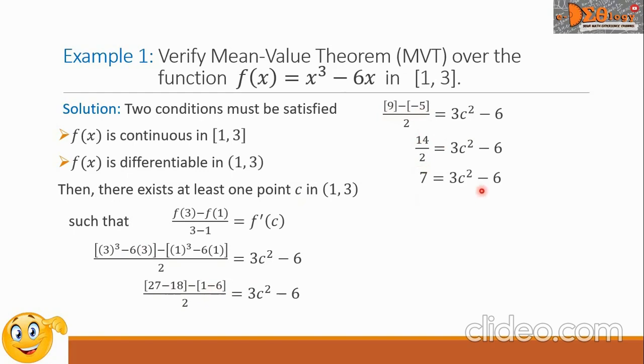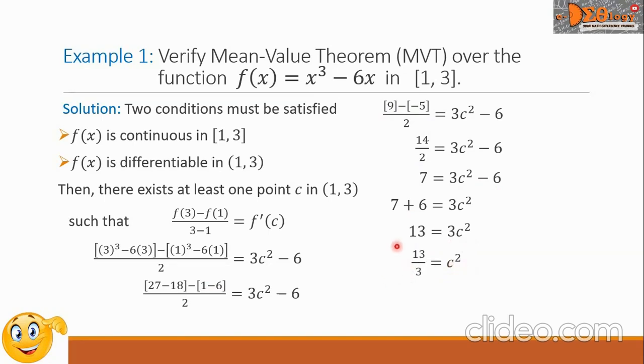Let us transpose the negative 6 to the left. The negative becomes positive 6. 7 plus 6 is now 13. Let us isolate c squared by dividing this equation by 3. So we have c squared on the left side, and 13 over 3 on the right.